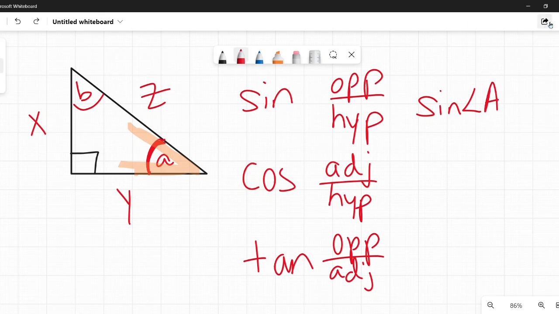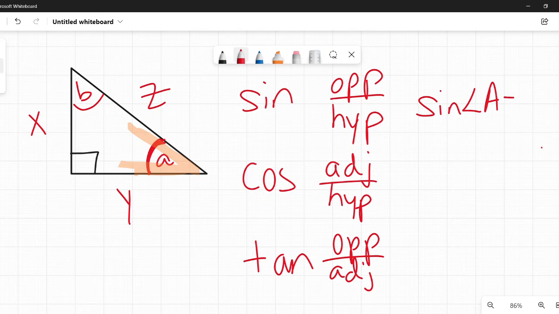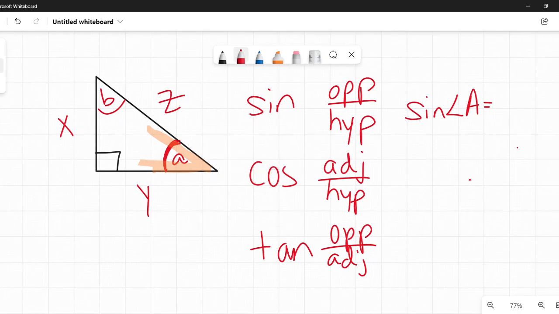The sine of angle A. The opposite side, and I think I need to turn this, there we go, inked shapes off because it's kind of going crazy. The sine of angle A would be the opposite side divided by the hypotenuse, that ratio. So the opposite side is the one that's not touching it, the one it's looking at across the table. So that would be x. And then our other one, the hypotenuse, as I said, it never changes. It's always that longest side, the one opposite the right angle.